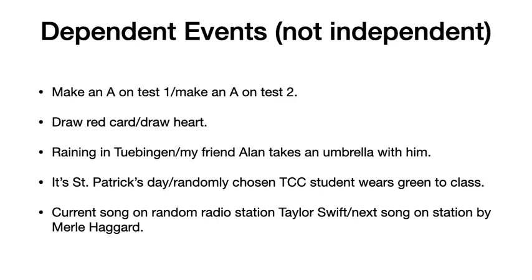I have a good friend who lives in Tübingen, which is why I just picked this random city in Germany. If it is raining in Tübingen, my friend Alan, he lives there, what are the odds he takes an umbrella with him out of the house that day? Maybe he doesn't. That would be bad. But the odds that he takes an umbrella with him go way up if we know it's raining in Tübingen, right? These are dependent events.